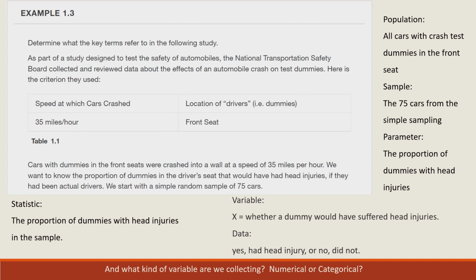And what kind of variable are we collecting here? Is it numerical or categorical? Well, if our data are yes or no, then it's really categorical. We can talk about it in a numerical way with a proportion, how many had head injuries versus how many didn't. But since we're collecting yes or no, the data is categorical.